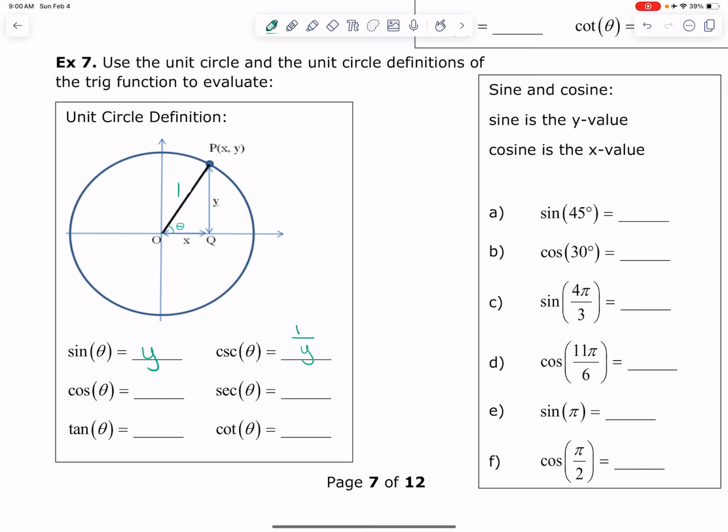My cosine, and honestly we don't use cosecant and secant a whole lot, but you need to know that relationship. My cosine adjacent over hypotenuse, x over 1. So my secant is 1 over x. My tangent, opposite over adjacent, tangent will always be y over x. And cotangent is x over y. And I've used some of those relationships finding tangent in the past couple of pages.